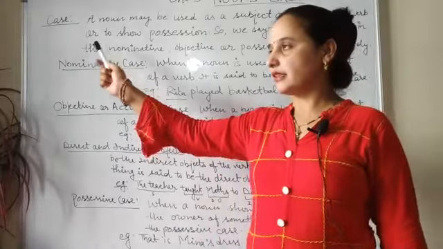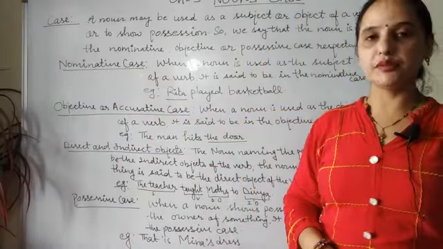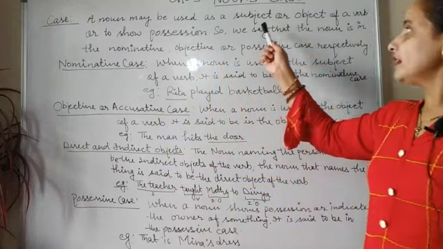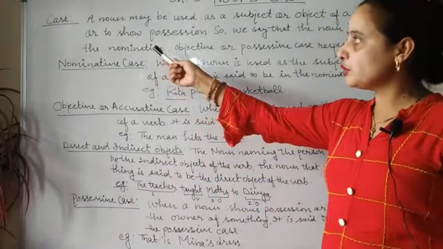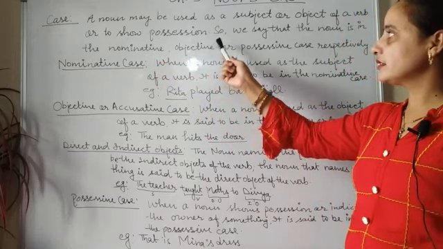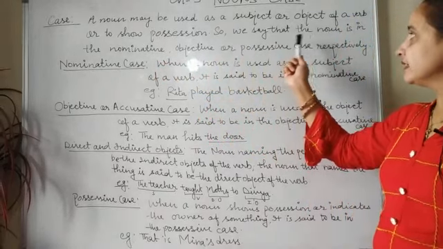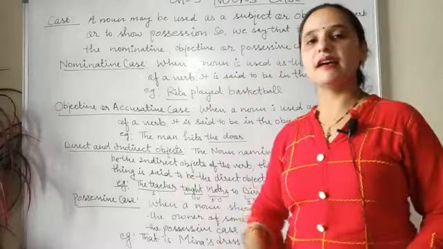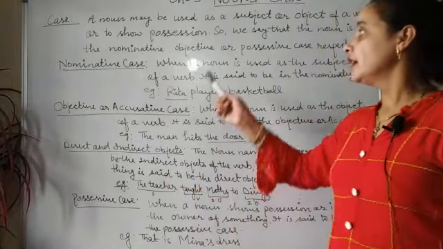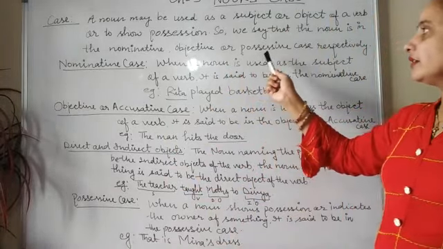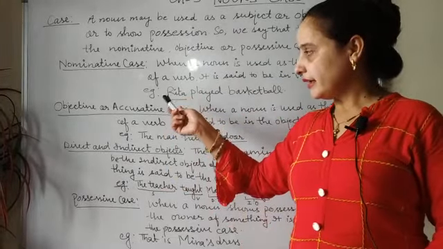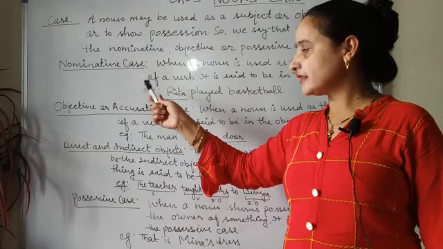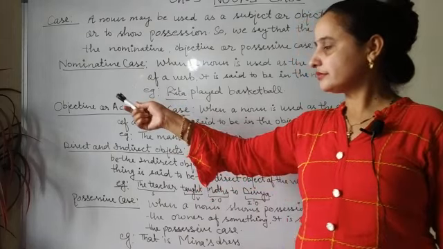See the definition. Case: a noun may be used as a subject or object or to show possession. So, we say that the noun is in the nominative case, objective case or possessive case respectively. Next, let's discuss one by one.